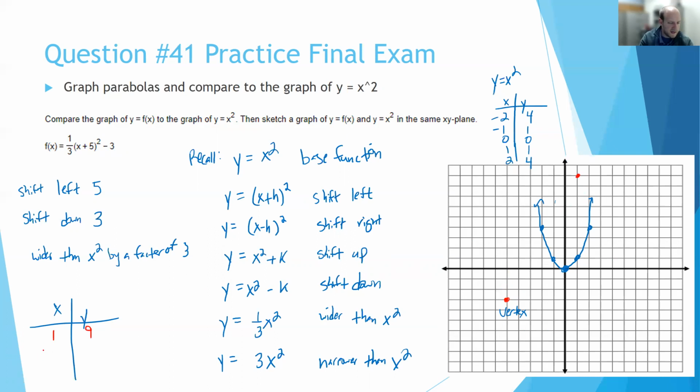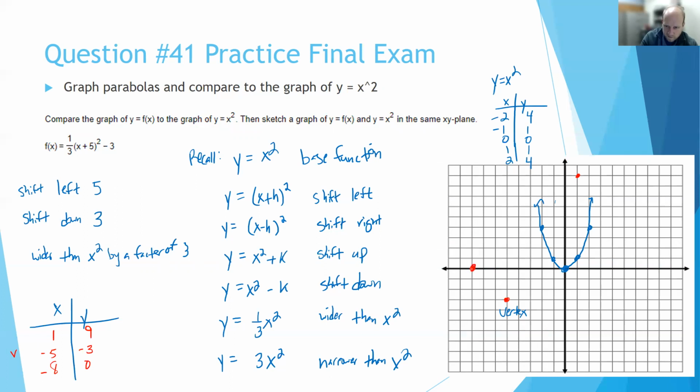Let's do what I had in mind, actually. So we already did the vertex. The vertex, I'll just call it V, was at -5, -3. And we can tell that if we plug in -5, I get -5 plus 5 is 0. So 0 squared is 0, 1/3 times 0 is 0, 0 minus 3 is -3. But let's choose -8. A -8 is actually going to make this -3 squared, which is 9. 1/3 times 9 is 3. 3 minus 3 is 0. We're going to have a point here at -8, 0.